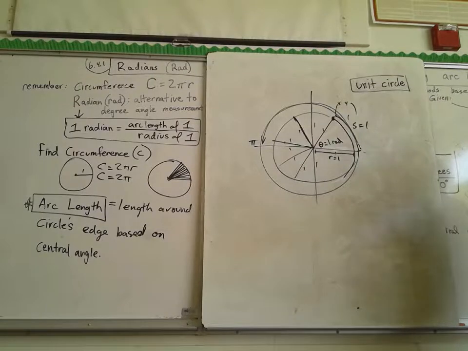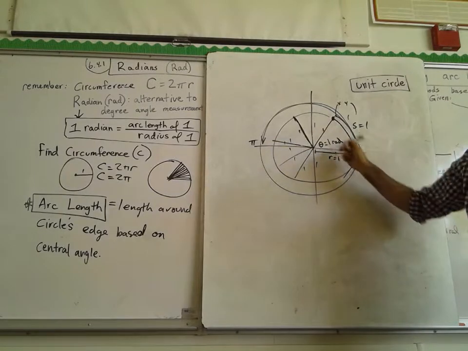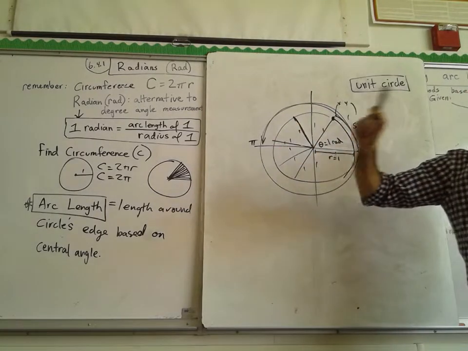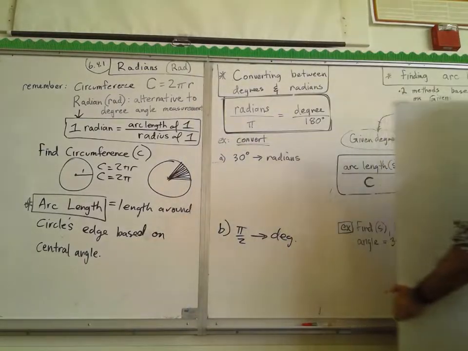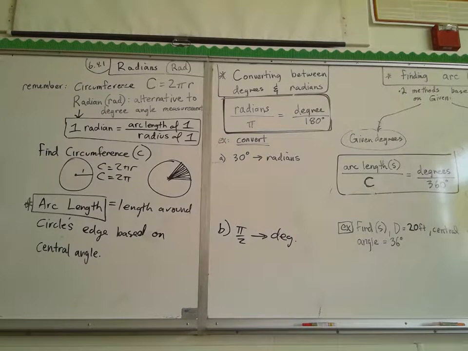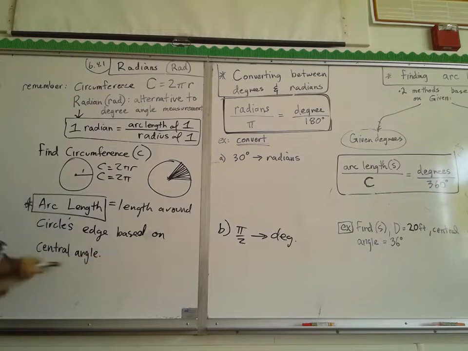But the main thing from this I wanted to show is that a radian measurement can be an angle. A radian measurement can also be a length, an arc length. All right, so I'm going to put this aside for a second. An arc length, again, is just the length around the circle's edge based on the central angle. Whatever that central angle is, it's going to tell you how far along the edge of the circle you have to go. So this is all conceptual. This is hopefully giving you a little bit of grasp on what we have to do.